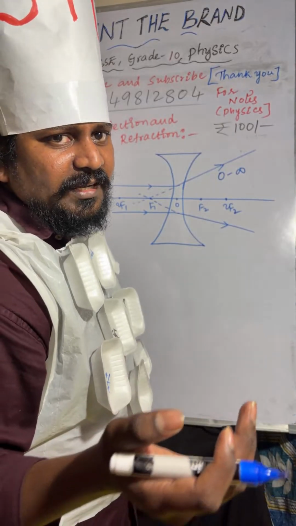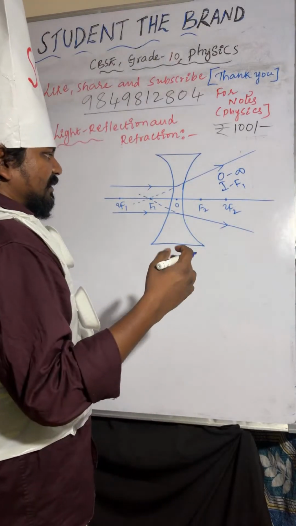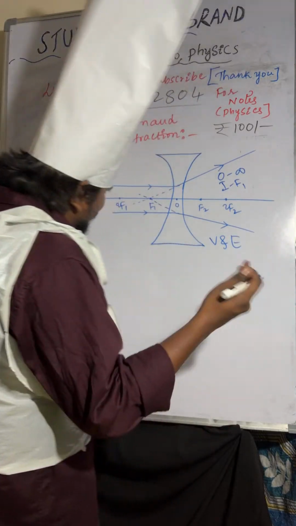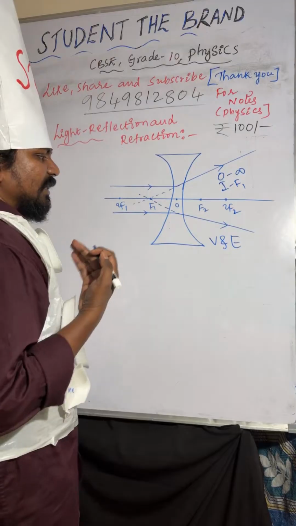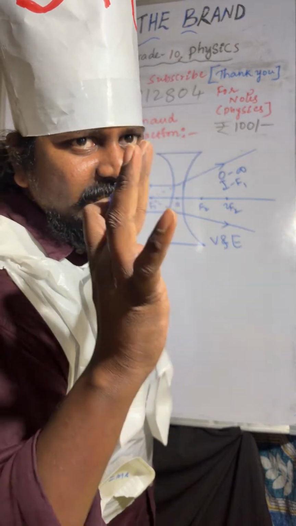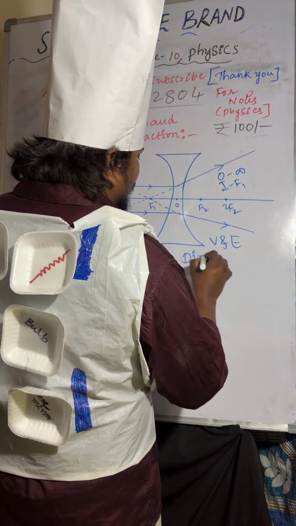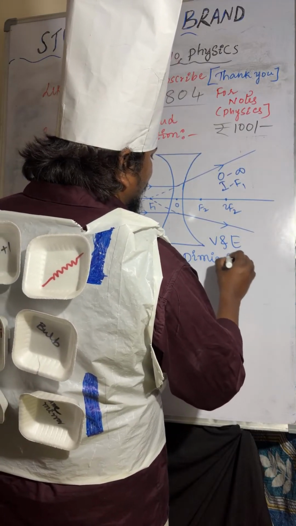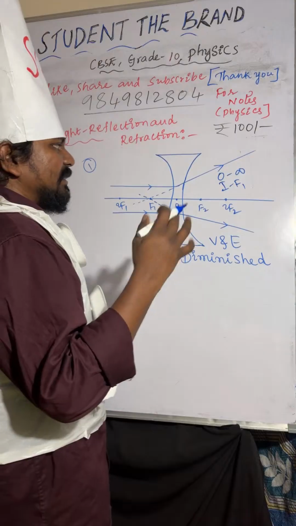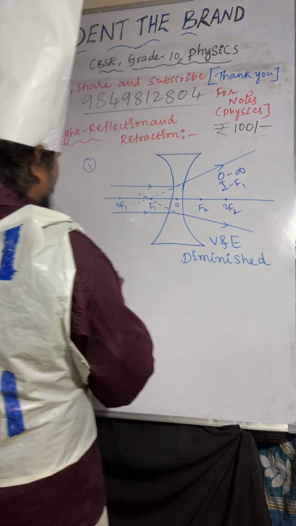The object is placed at infinity. The image is forming at F1. What is the nature of the image? Virtual, erect, and diminished. So, the object is placed at infinity, the image is formed at F1, and the nature of the image is virtual, erect, and diminished. Coming to the next one.